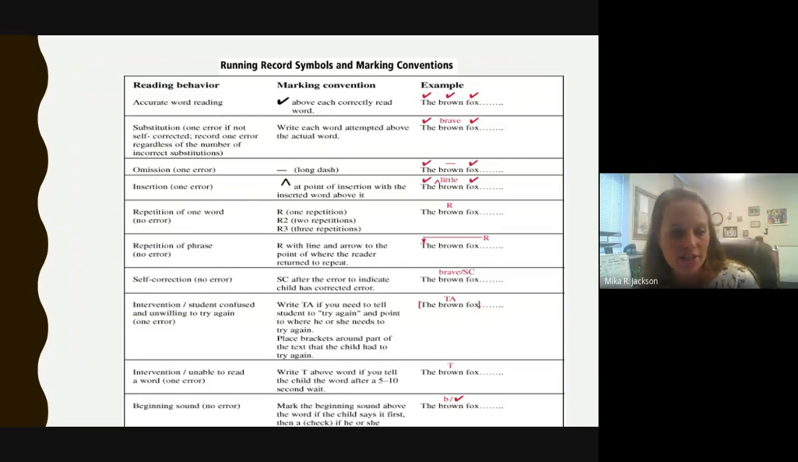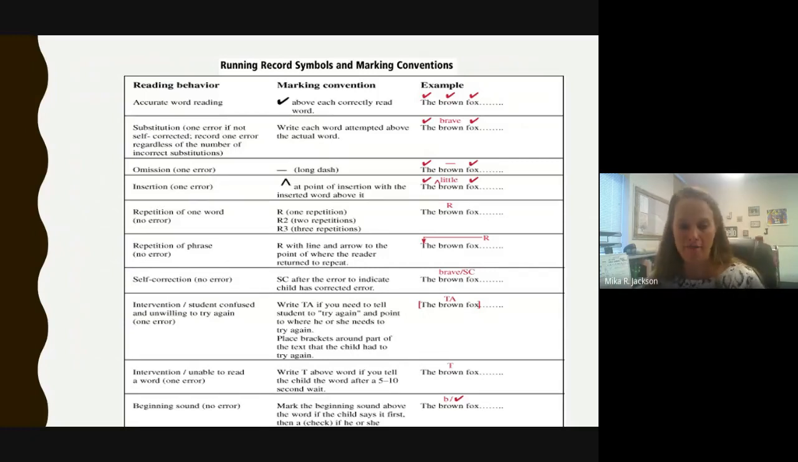So self-corrections, you'll see where they said the brave fox, came back and said brown. The brave fox, you would go back it up. The brave brown fox, did that backwards, you would want to go ahead and write the error /SC because the student went back and corrected themselves.